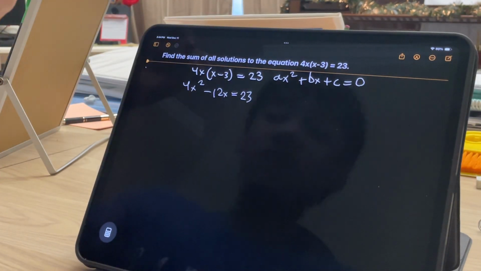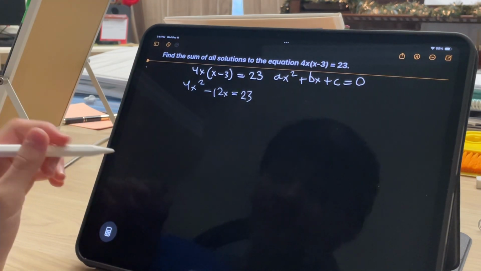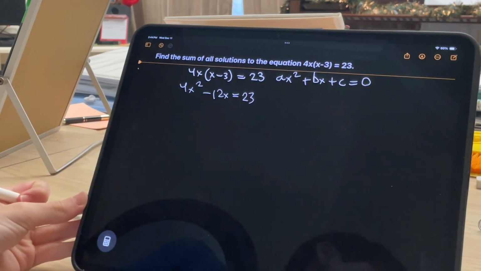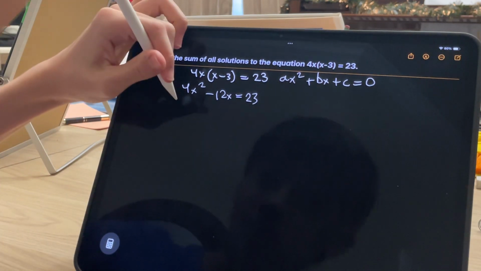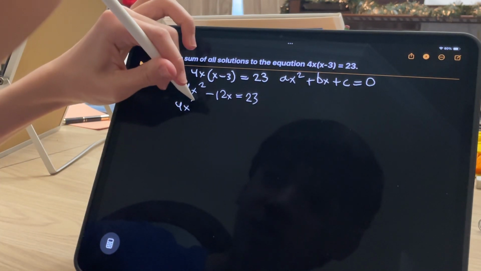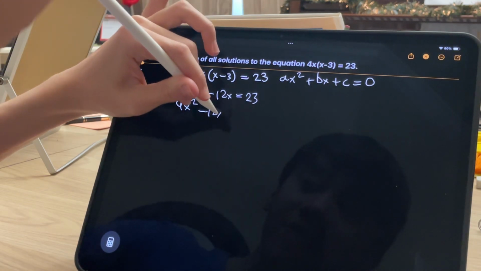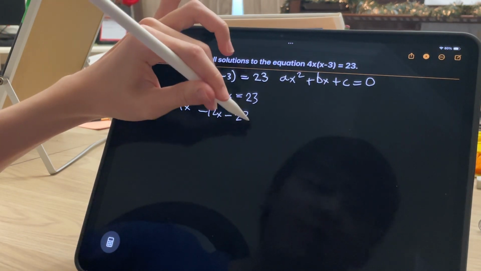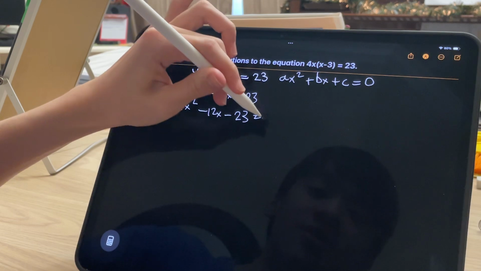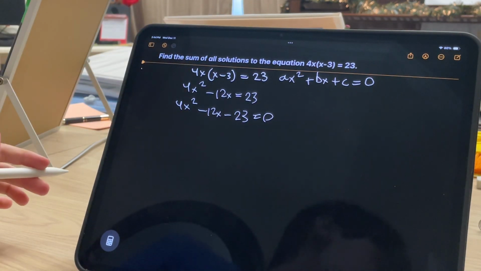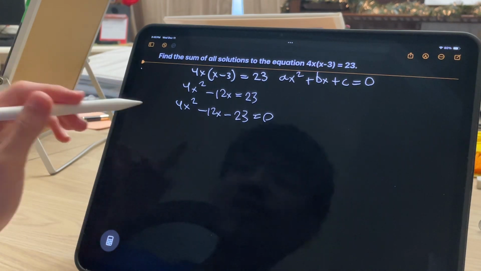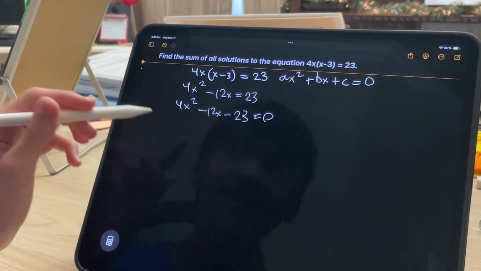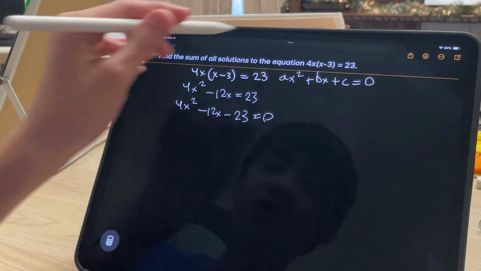Okay, that's bringing us one step closer. The next and final step is to subtract 23 from both sides so that we have an equation that's equal to 0. So we wind up with 4x squared minus 12x minus 23 equals 0. Okay, so that is our completed quadratic form. We've got this thing into a familiar form we can manipulate now to find the sum of all solutions.